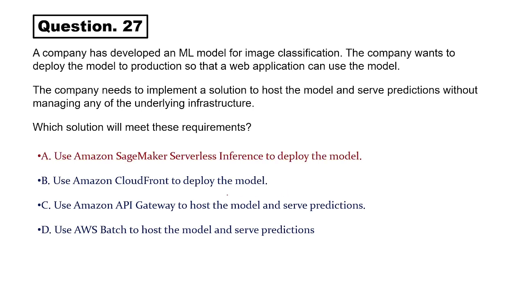Okay, now let me reveal the correct answer. Use Amazon SageMaker Serverless Inference to deploy the model. This is the correct answer because it helps to host the model and serve predictions without managing infrastructure, provisioning, and configurations, because this is serverless itself. Amazon CloudFront is a different thing. You are already aware it is used for caching purposes. API Gateway and AWS Batch are not correct options here. So option A is correct here.